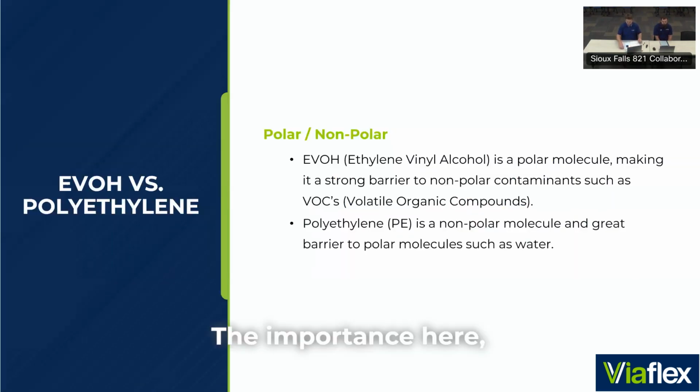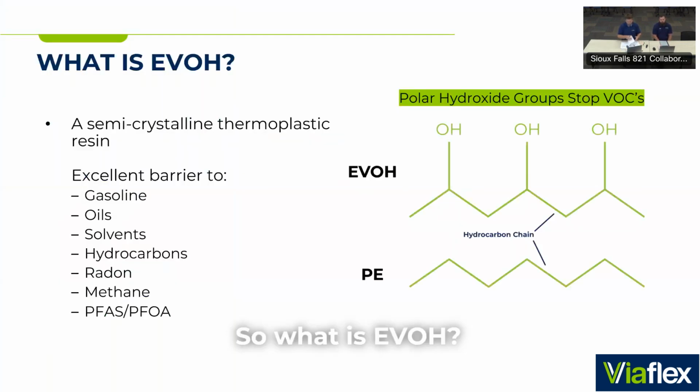So the importance here, EVOH itself is what's called a polar molecule, making it very good at blocking non-polar contaminants such as your common VOCs, your chlorinated VOCs, oxygen, and some similar things like radon, methane, that kind of thing. Polyethylene is a non-polar molecule, which makes it great primarily for blocking water vapor transmission, and we'll explain later in the presentation why the combination of these two is so potent.